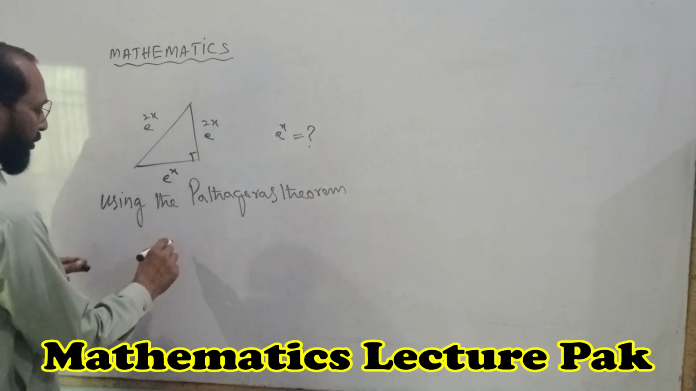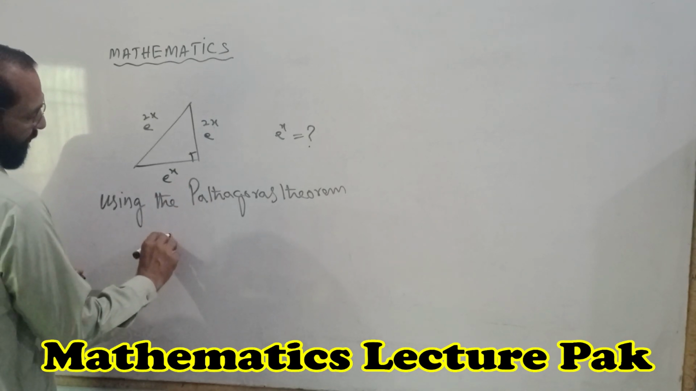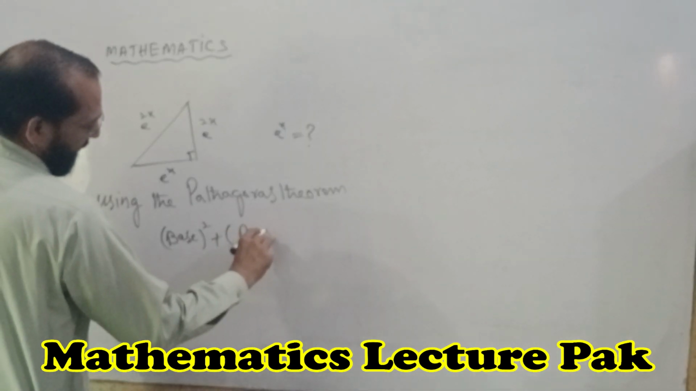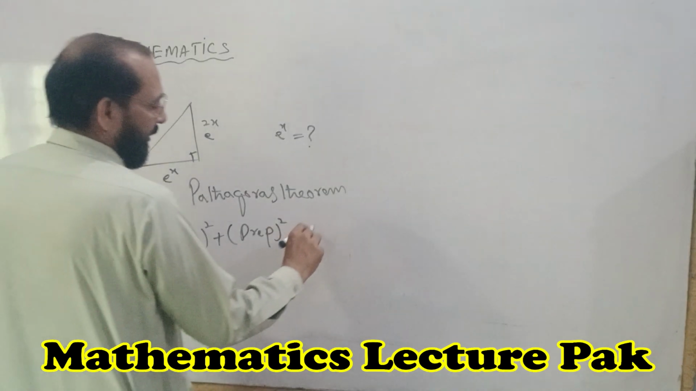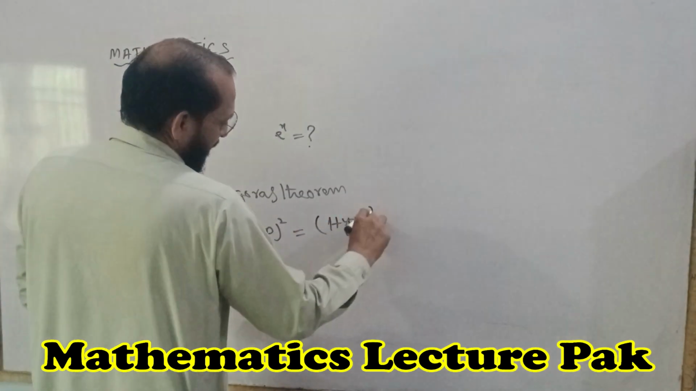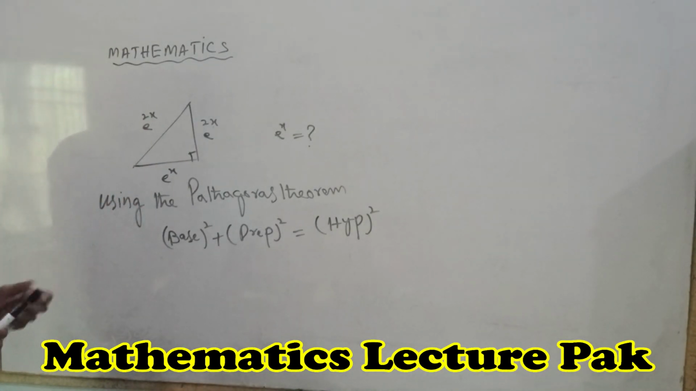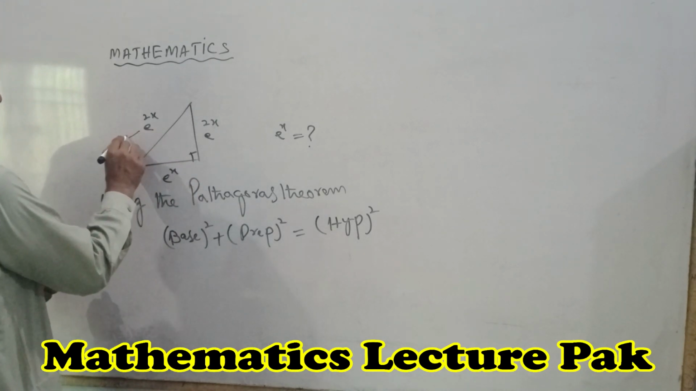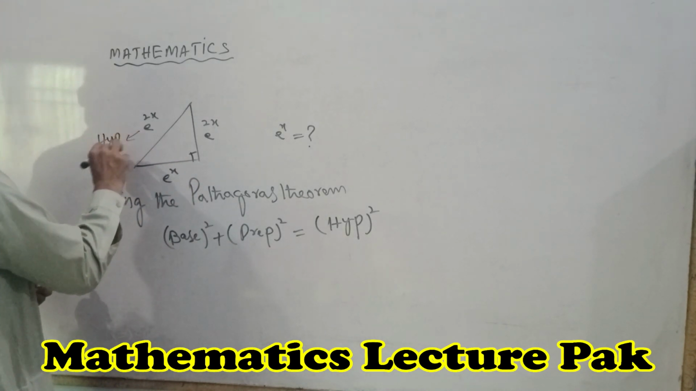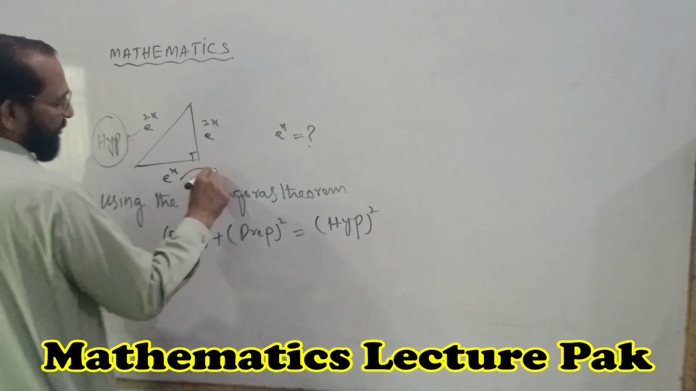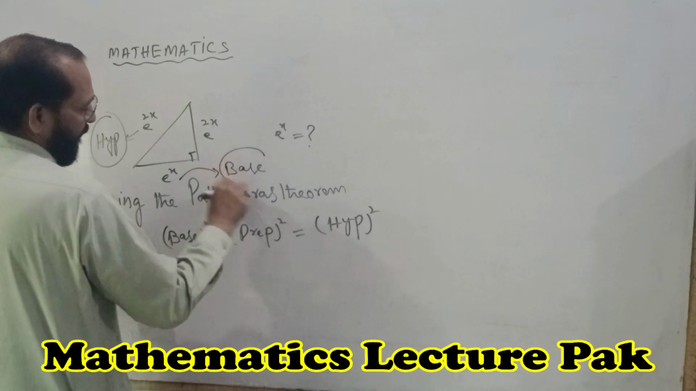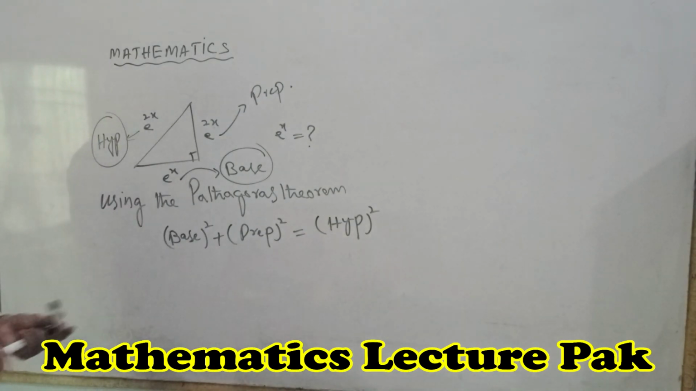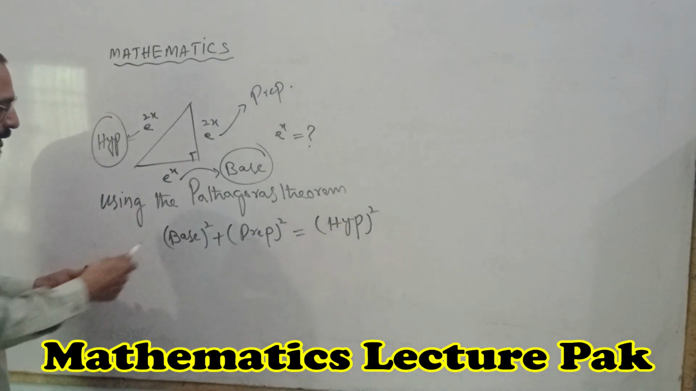Okay, you know the Pythagoras theorem is: base square plus perpendicular square is equal to hypotenuse square. You know which is the perpendicular and which is the base. If we take the right angle, the side opposite it is called the hypotenuse. This will be the base, and this will be the perpendicular. Okay, we put these values in.